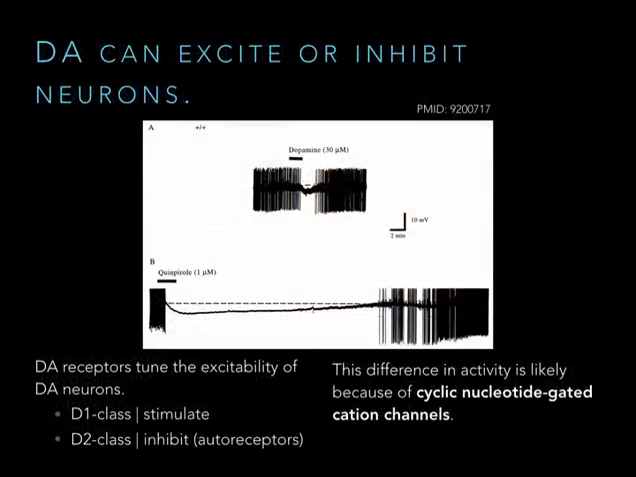Now, dopamine is going to act on two different types of receptors. Some of them are going to stimulate, some of them are going to inhibit.